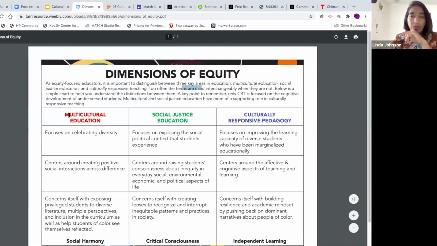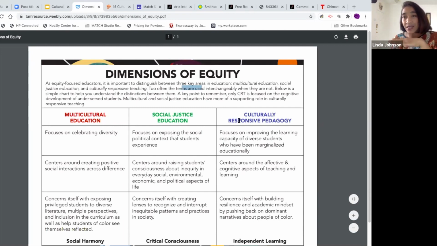And the other thing on this is the dimensions of equity. Right here, this is where we talk about multicultural social justice education. But when you look at culturally responsive pedagogy, your main thing here is independent learning. And that's what true culturally responsive pedagogy is about. Yes, social justice is important.